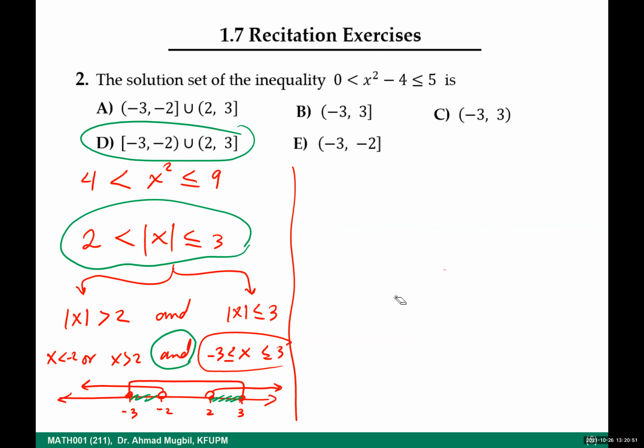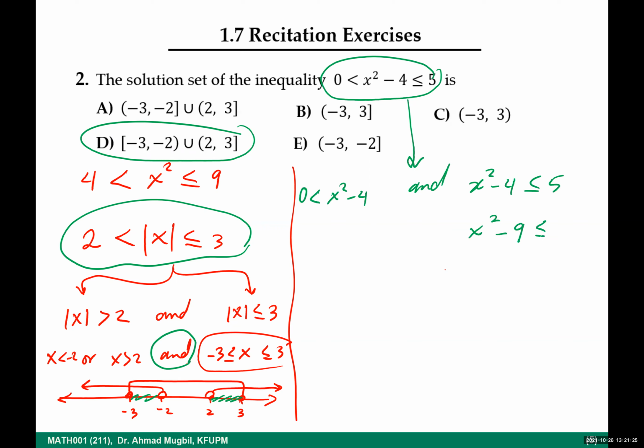By the way, there is no need to use the absolute value here for such a problem. You can solve it with the ideas of section 1.7. How can we do that? We have x squared minus 4 less than or equal to 5, and greater than 0. What will we do? We will separate from the beginning. So we will say that this is x squared minus 4 less than or equal to 5 and x squared minus 4 greater than 0. So what we have here now is a quadratic inequality. It will be x squared minus 9 less than or equal to 0 and x squared minus 4 greater than 0.